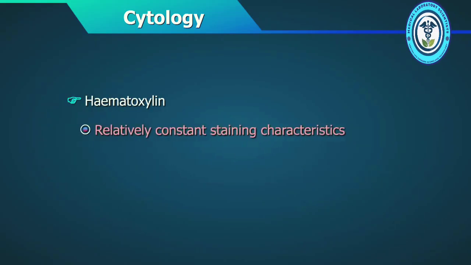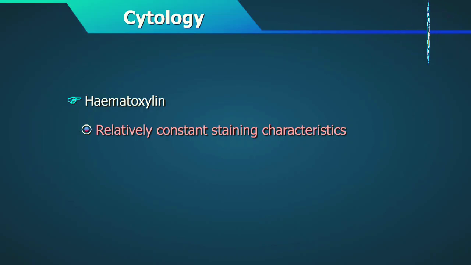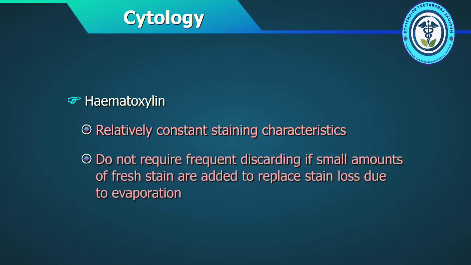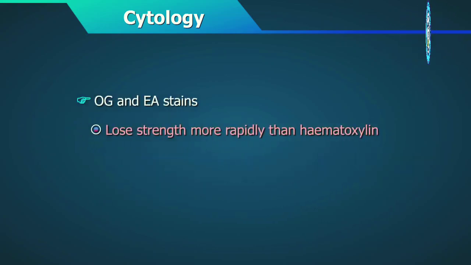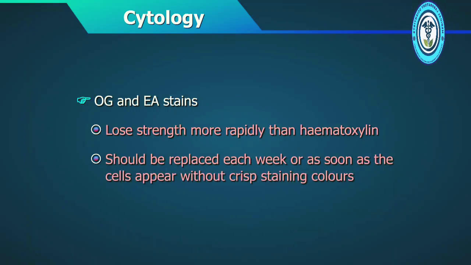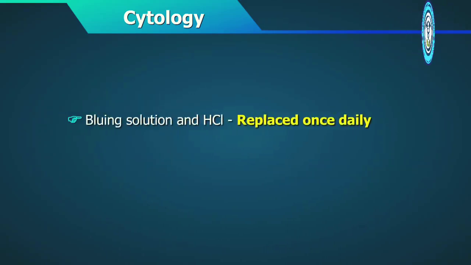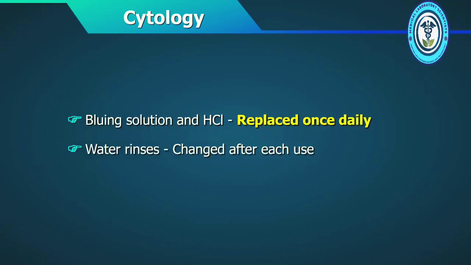Hematoxylin keeps relatively constant staining characteristics and does not require frequent discarding if small amounts of fresh stain are added to replace the stain loss due to evaporation. OG and EA stains lose strength more rapidly than hematoxylin and should be replaced each week or as soon as the cells appear without crisp staining colors. Bluing solution and HCl should be replaced at least once daily. Water rinses should be changed after each use.